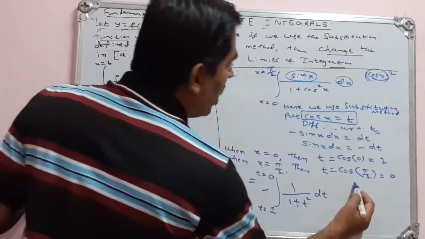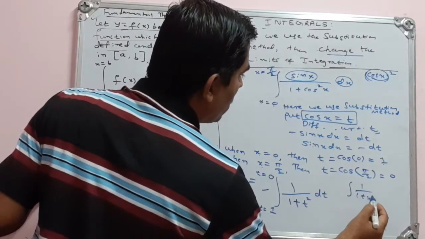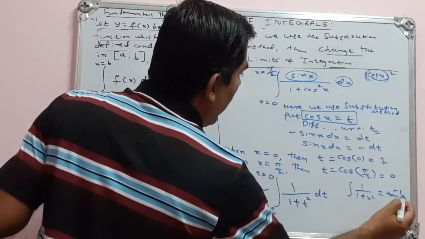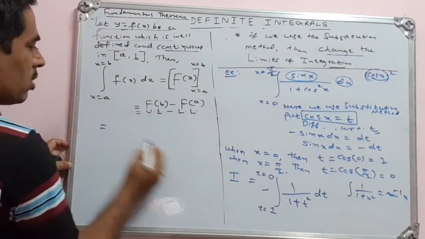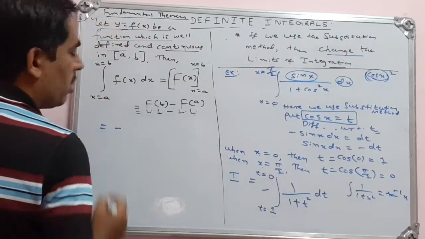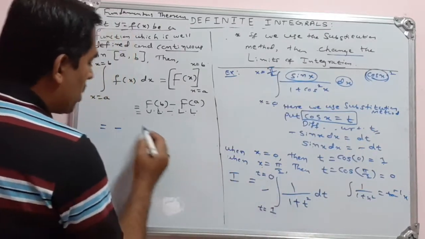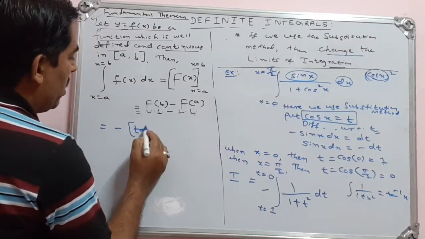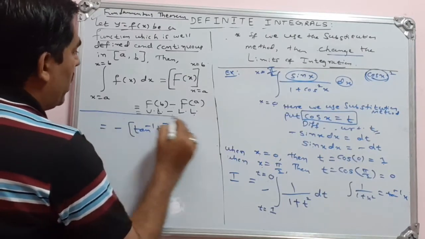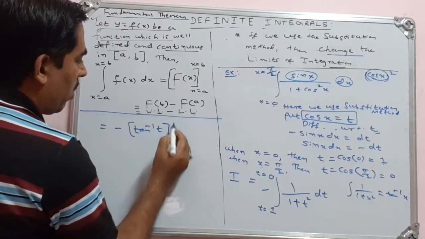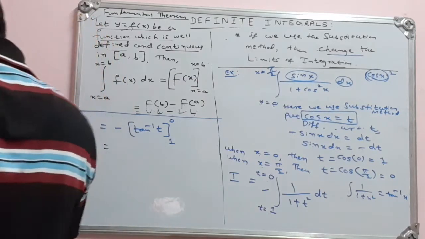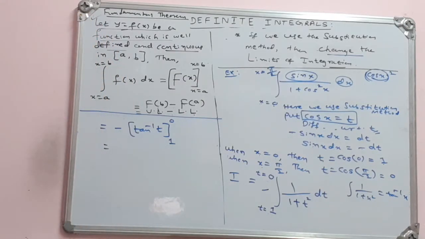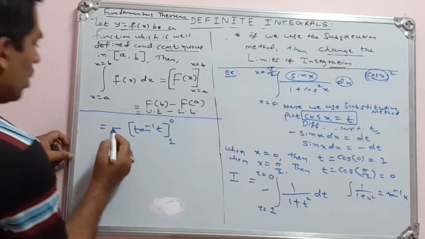Now integration of 1 by 1 plus t square. What is the formula? We know integration of 1 by 1 plus x square is tan inverse x. So integration of 1 by 1 plus t square, with the minus sign, is tan inverse t. Don't forget to write the limits, 1 to 0.